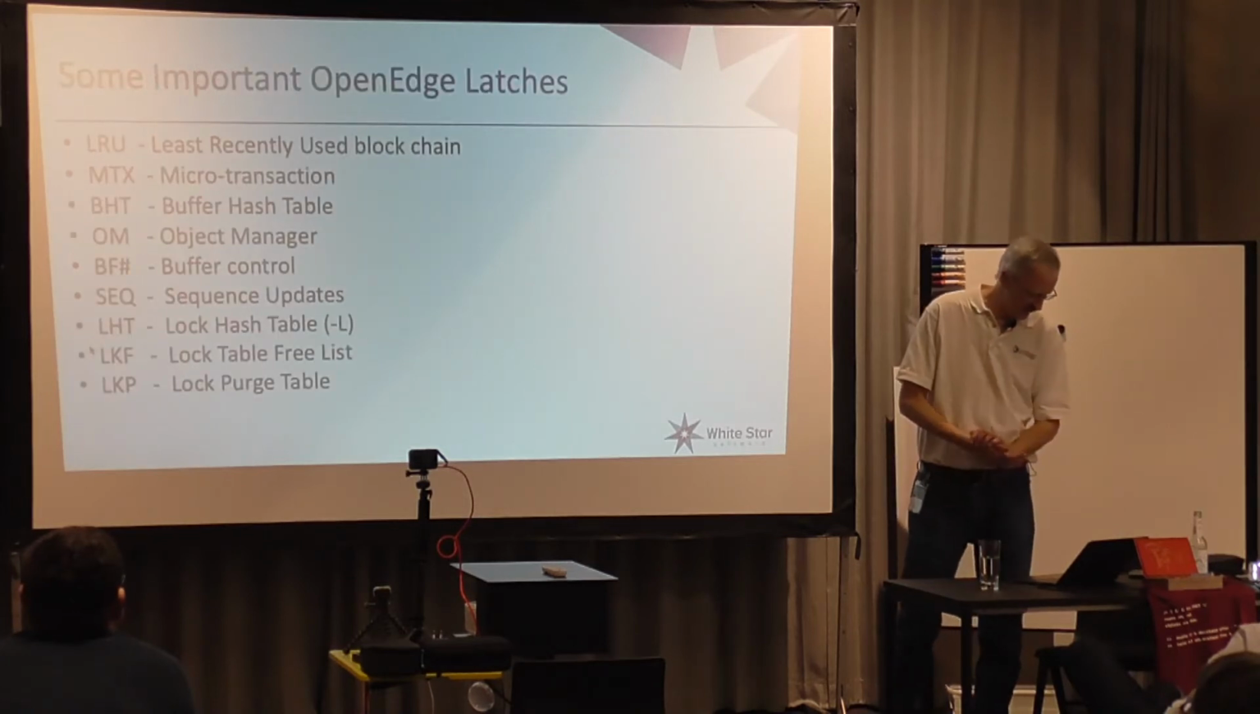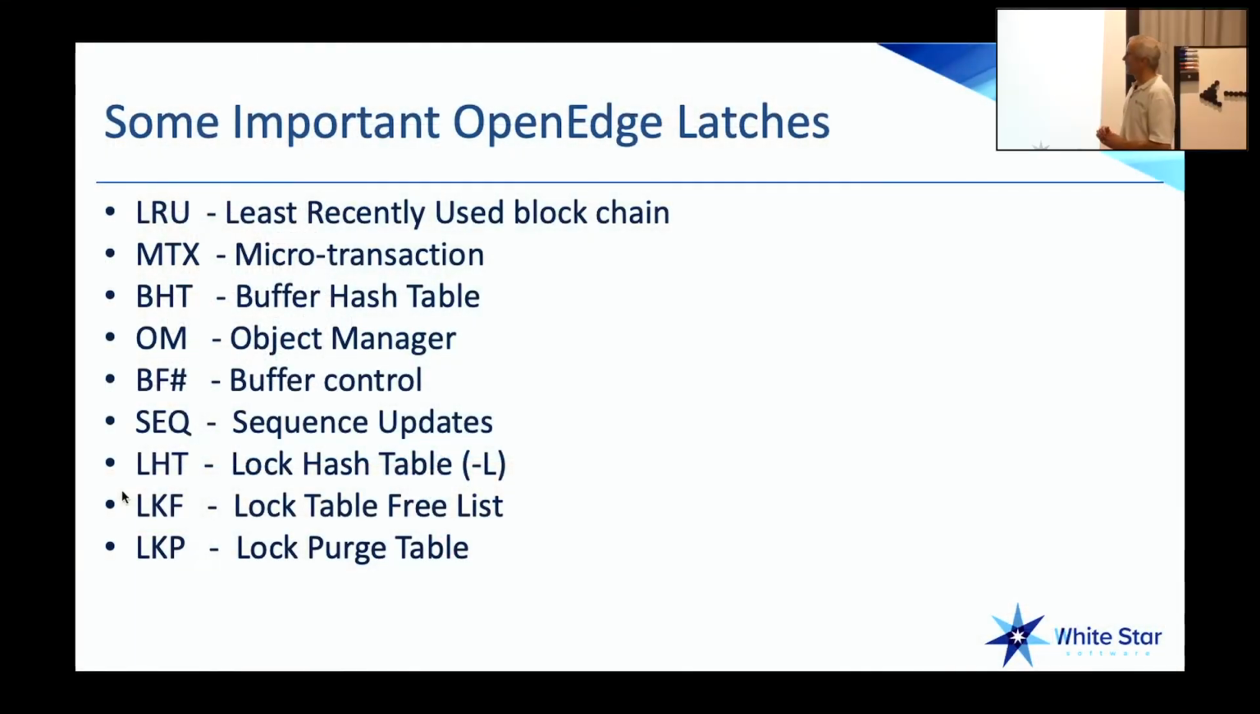So within the OpenEdge environment, there are some important latches. Some of the ones that you'll see most frequently are these here. LRU, we already talked about. MTX, that's a microtransaction. That's when you're committing data to disk. BHT is the buffer hash table. So this is when we're looking up a block so that we can figure out which block it is we need to update. OM is the object manager. So every time you reference a table or an index or something like that, it has to be looked up. BF latches we talked about a little earlier. SEQs are your sequence updates.